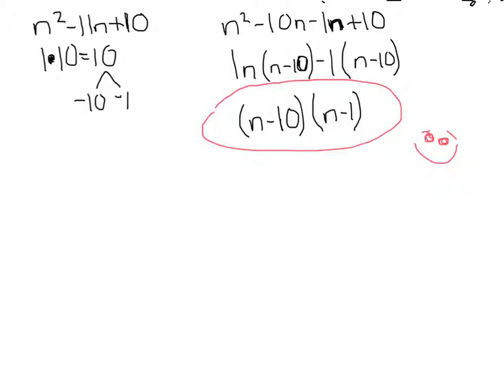So then you're going to group those together. You're going to group the n squared and the negative 10n together. So then you get 1n(n minus 10). And then you're going to group the next two, negative 1n and 10. So all together you're going to get 1n(n minus 10) minus 1(n minus 10). And then you get your answer, which is (n minus 10)(n minus 1). So thank you and have a nice day.